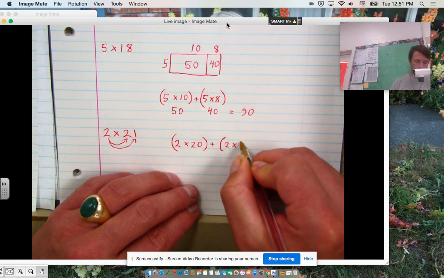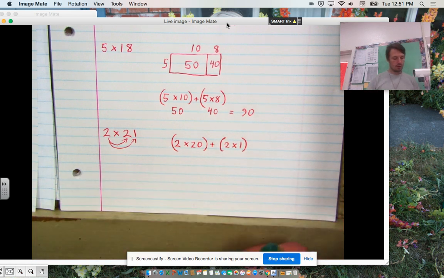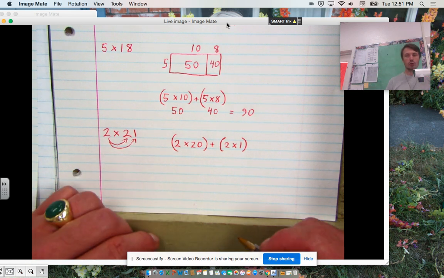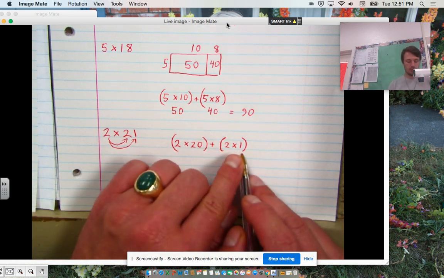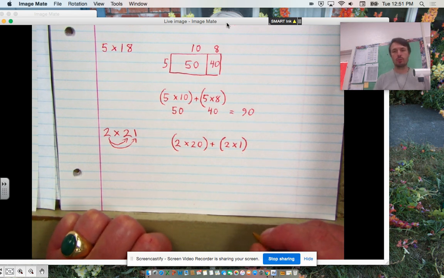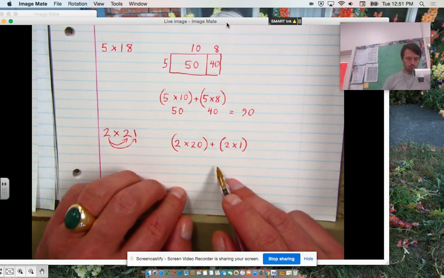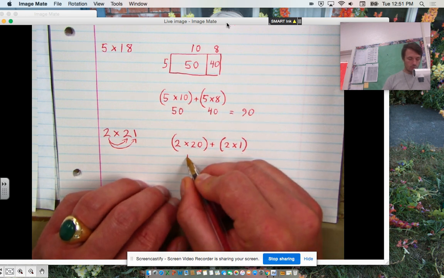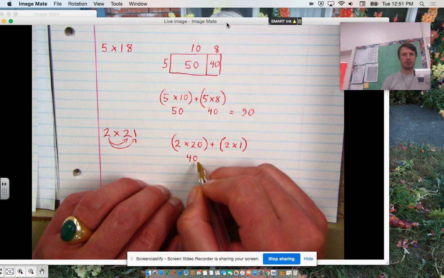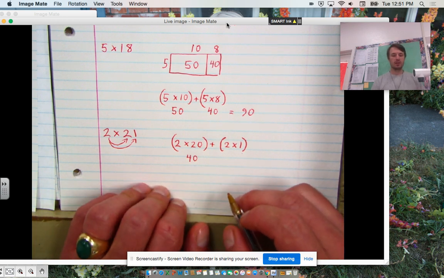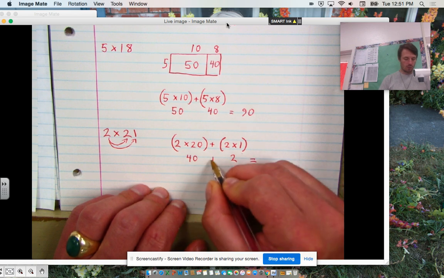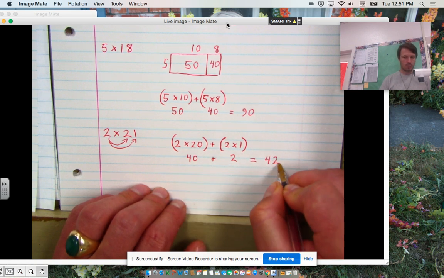So 2 times 1. Okay, and the 21 also distributes into 20 and 1. So it's kind of like 2 numbers being distributed. Now, 2 times 20 is 40, because 2 times 2 is 4, and then the 0 just falls down into the product, and 2 times 1 is 2, and then 40 plus 2 is 42.